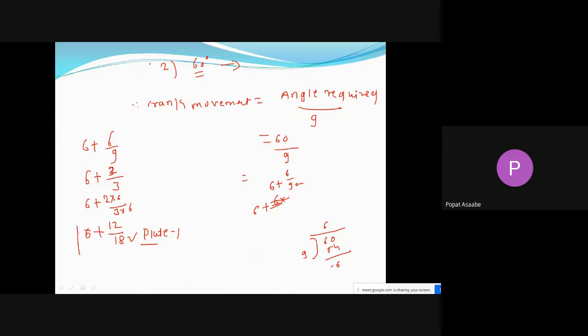What is the meaning of this answer? Anybody please tell me. What is the meaning of that 6, and of that 12? 6 rotations, 18 circle, 12 holes. Good.